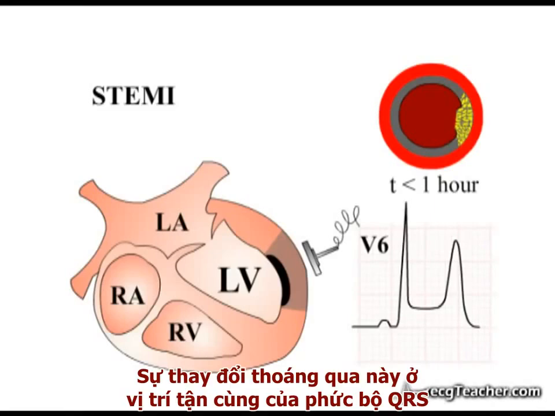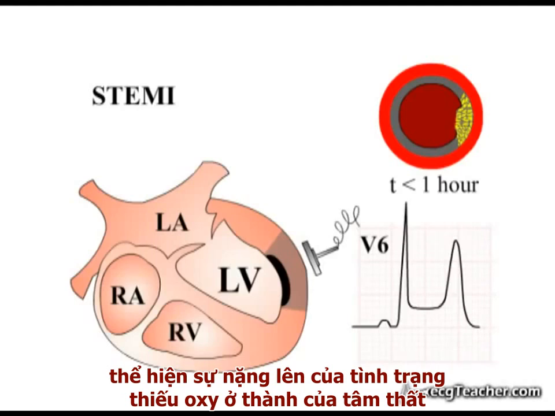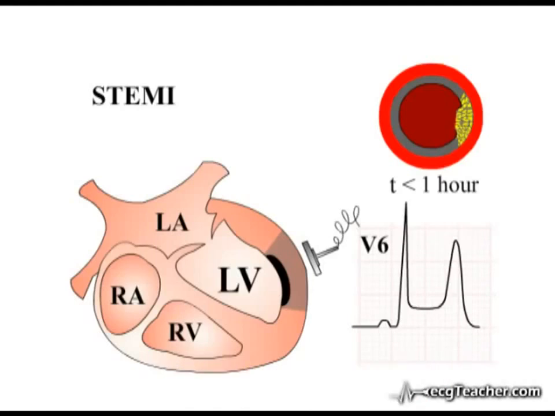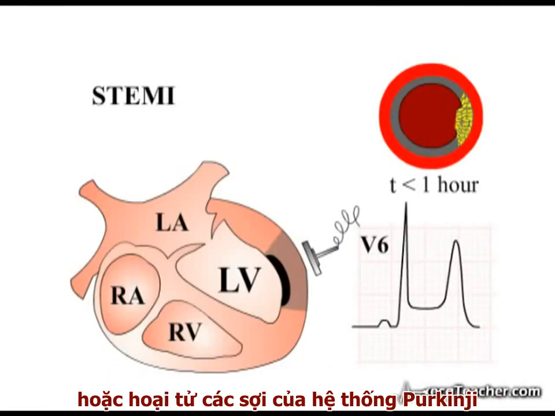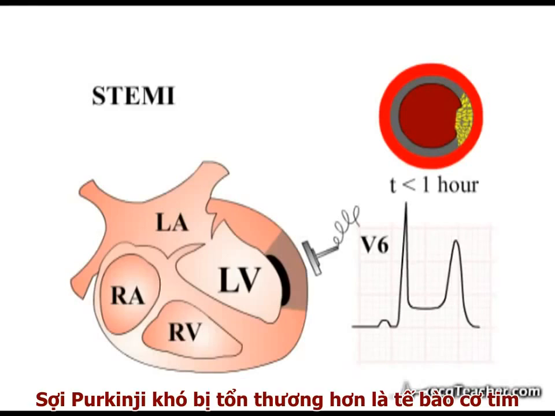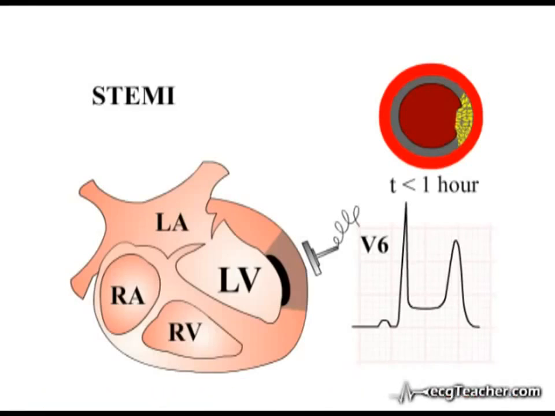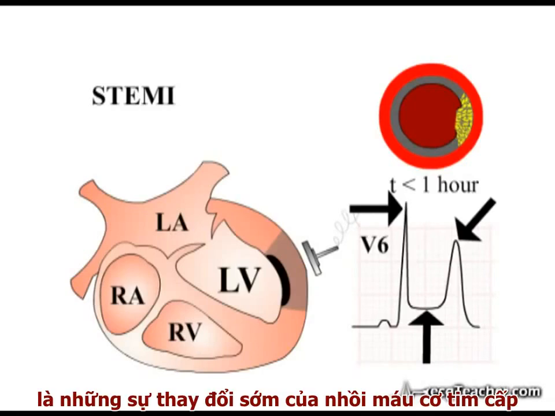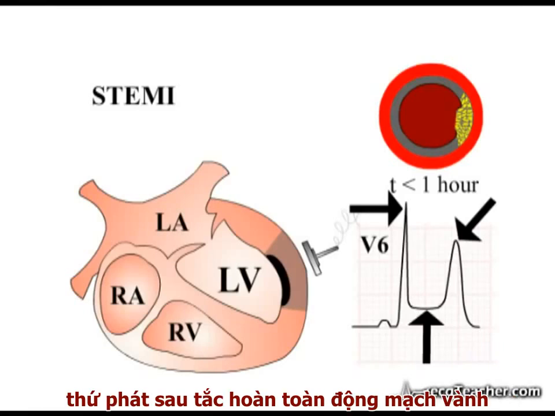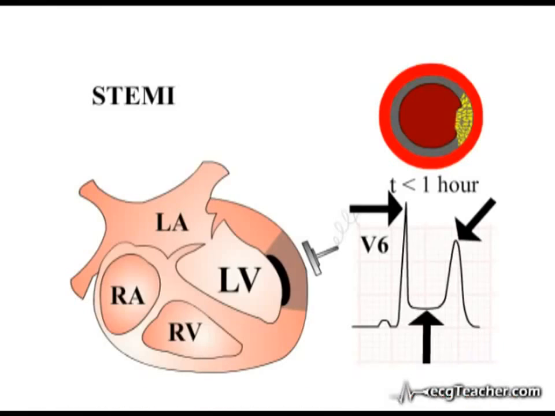These transient changes to the terminal portion of the QRS complex reflect worsening crisis in the oxygen-starved ventricular wall, and probably result from progressive ischemia and necrosis of the Purkinje fibers, a tissue more resistant to death than working muscle. Peaked T waves, ST segment elevation, and alterations to the terminal portion of the QRS complex are the early changes of acute myocardial infarction secondary to complete occlusion of a coronary arterial vessel.